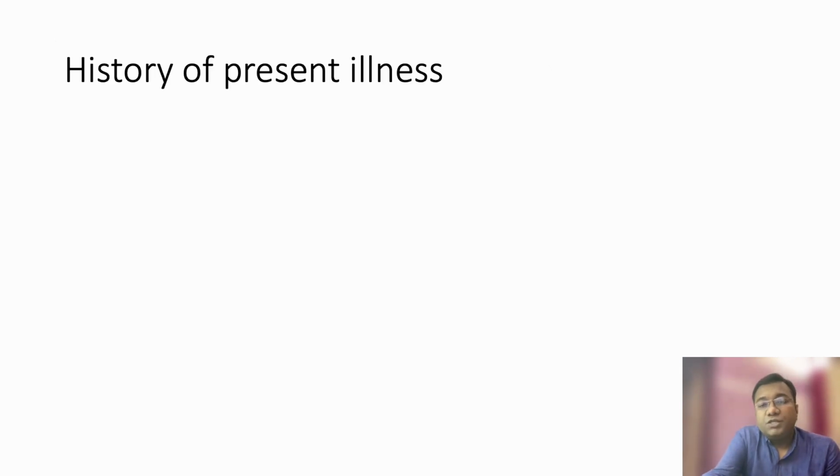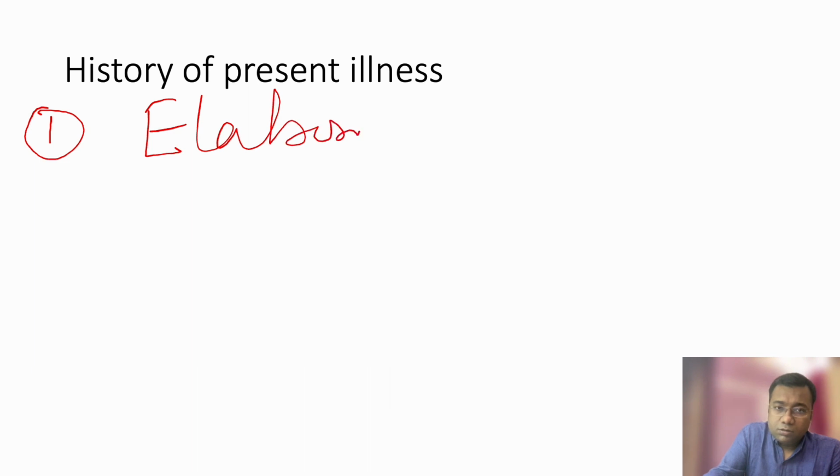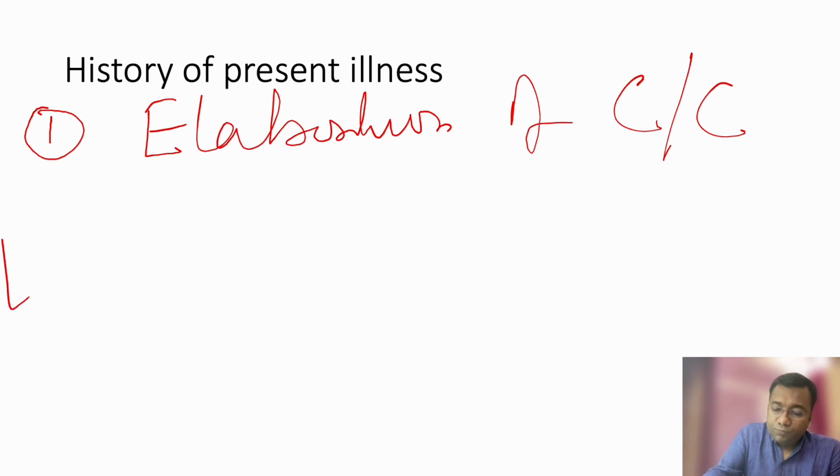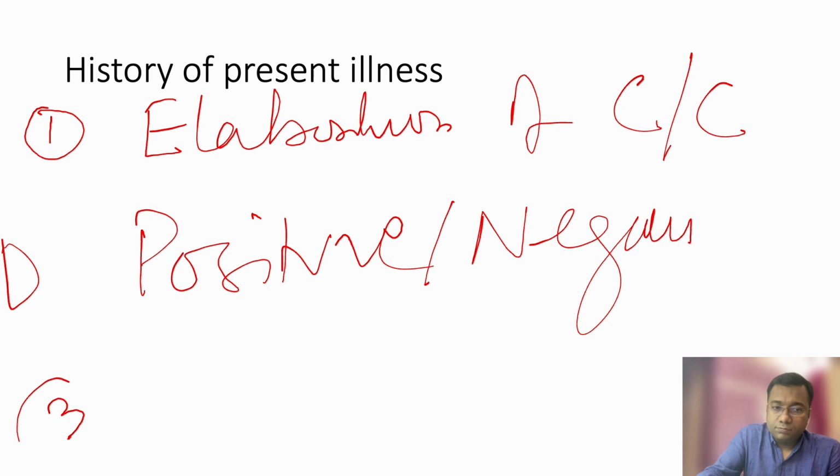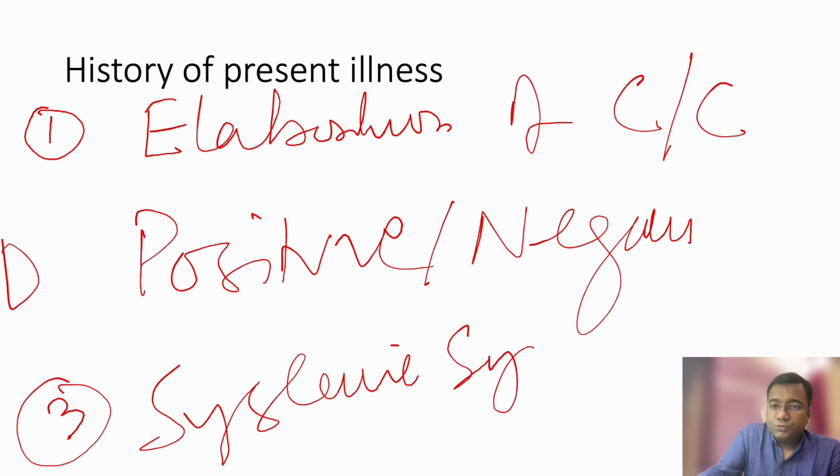Okay, now history of present illness. What is history of present illness? In history of present illness, you need to write certain paragraphs. Number 1 is the elaboration of chief complaint. Number 2, important positive and negative history. Number 3, systemic symptoms. All right, now let us discuss.